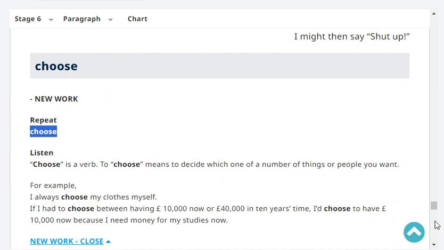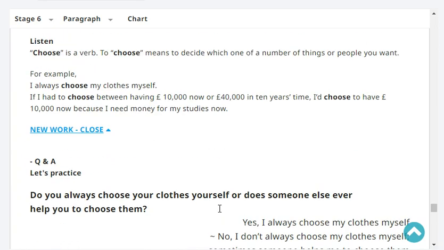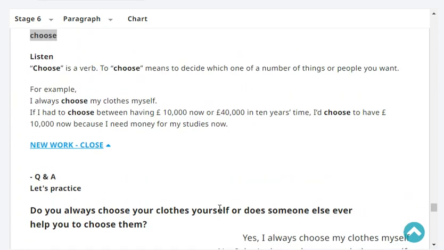Next, choose. Tooth. Very good with the letter C. Choose. Okay, listen. The word choose is a verb. So to choose means to decide which one of a number of things or people you want. For example, I always choose my clothes myself. If I had to choose between having £10,000 now or £40,000 in 10 years' time, I choose to have £10,000 now because I need the money for my studies now.